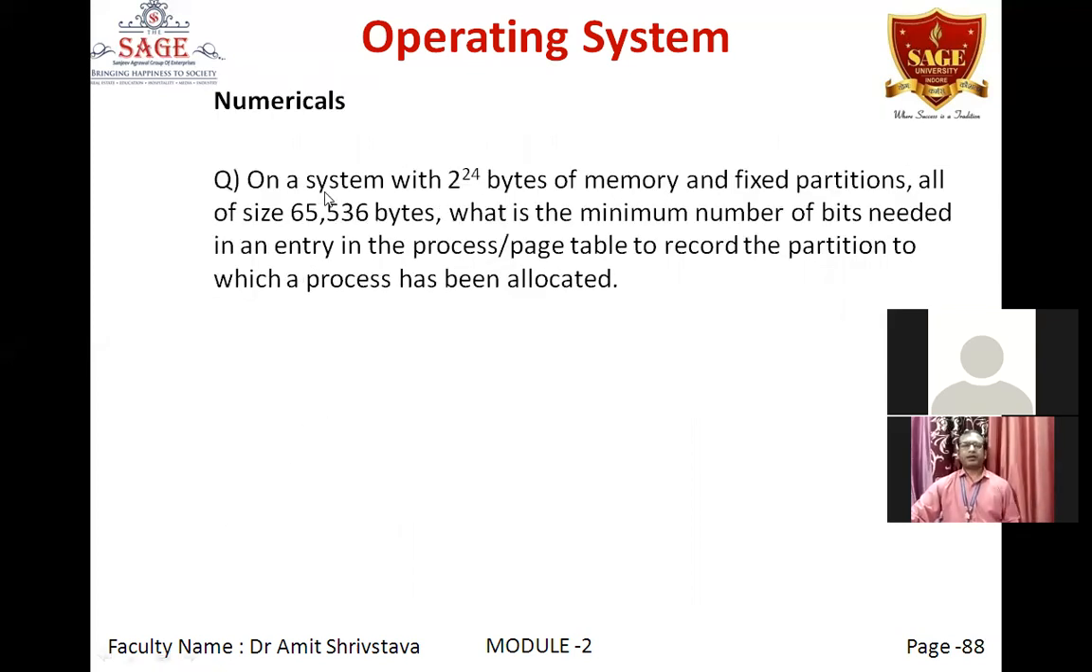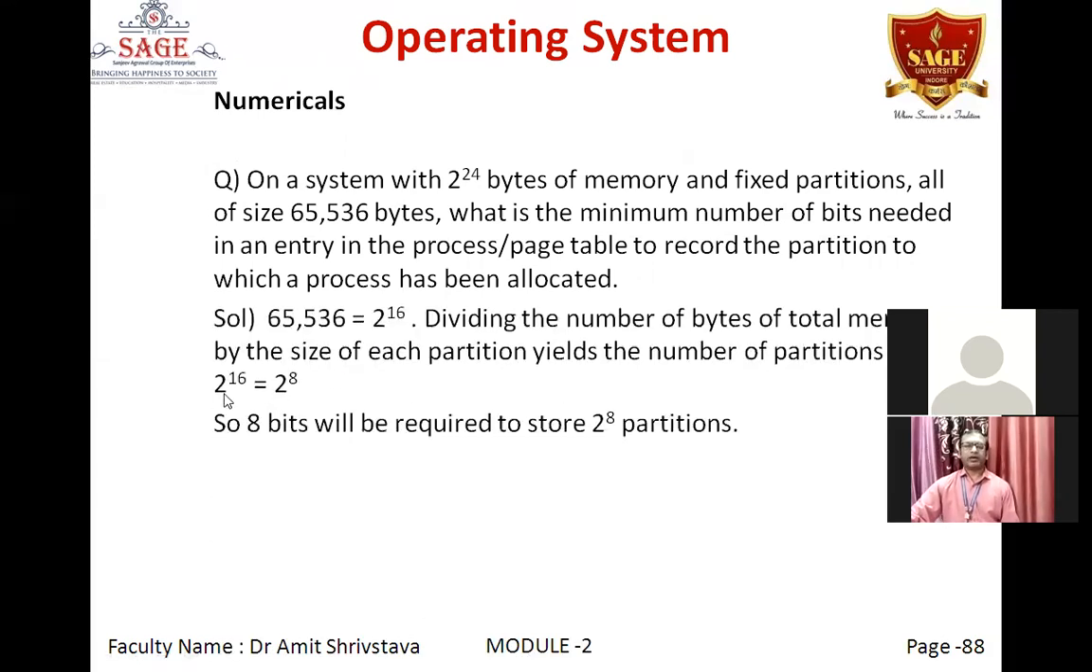Okay. Next question is, on a system with 2 to the power 24 bytes of memory and fixed partitions, all of size 65,536 bytes, what is the minimum number of bits needed in an entry in the process or page table to record the partition to which a process has been allocated? So here, we know that the partitions are of fixed size and their size is 65,536. So 65,536 is nothing but 2 to the power 16.